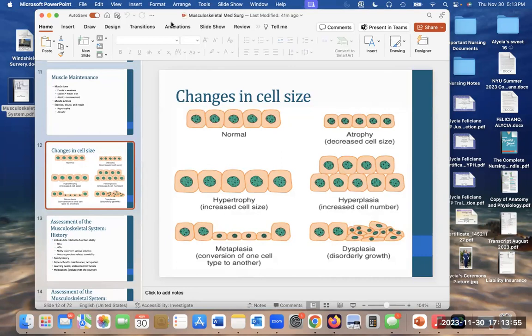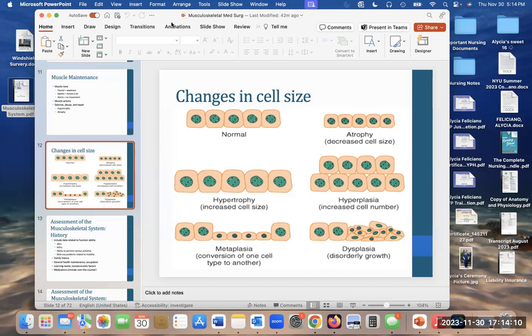This would be an example of, let's just say, ventricular hypertrophy, right? When the heart works too hard, that muscle works too hard to pump blood to the rest of the body. And as a result, the muscle gets bigger and thicker because it has to work harder.